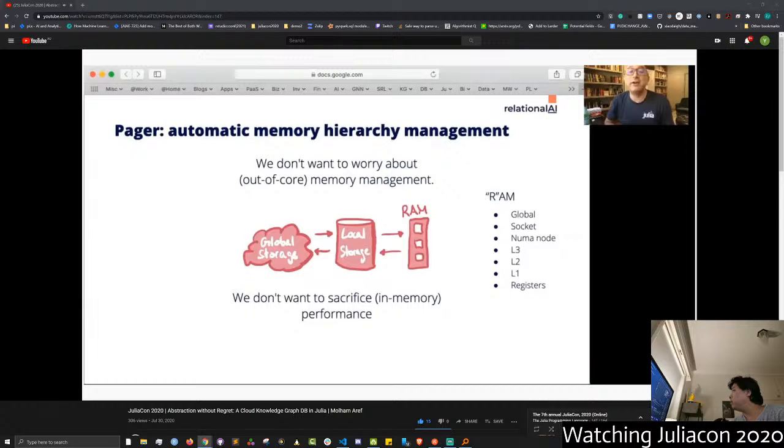And that's sort of led to the creation of in-memory databases that don't have pagers and just basically load all the data into memory. Okay, some recent work by Thomas Neumann and his students has led to the development of new pagers that basically give us the best of both worlds. We get the out-of-core memory management, but we don't have to sacrifice in-memory performance when the data fits in memory.